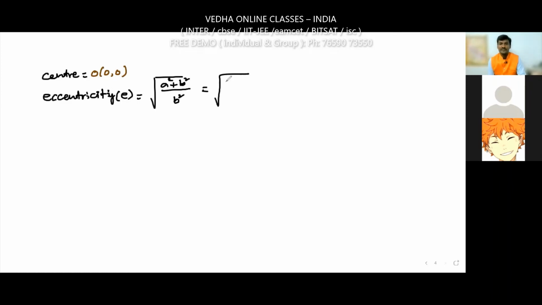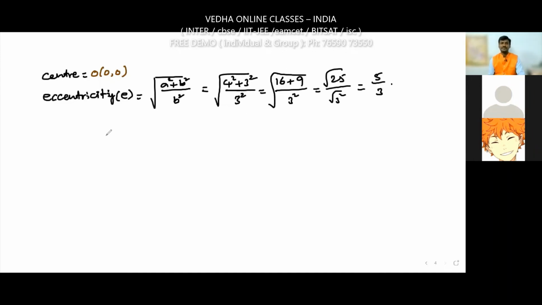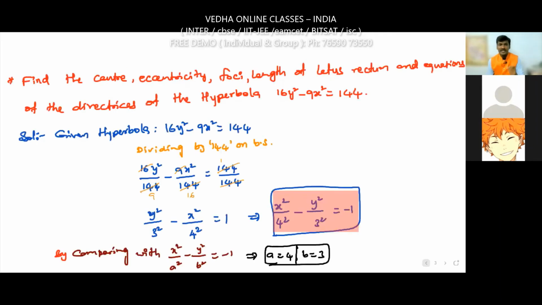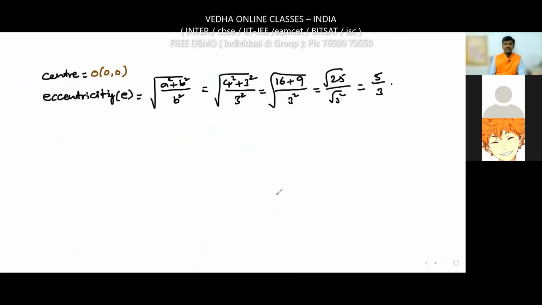So that means 4 square plus 3 square divided by 3 square. 4 square is 16, 3 square is 9, so 16 plus 9 is 25, root 25 by root of 3 square, or 9. That means we can write it as 5 divided by 3. This is the eccentricity value. After getting the eccentricity, what is he asking? Foci.